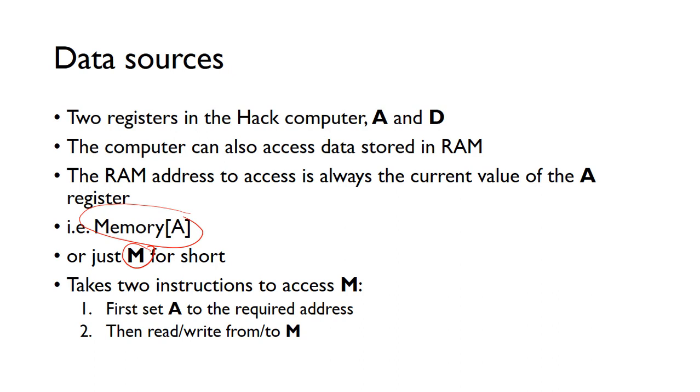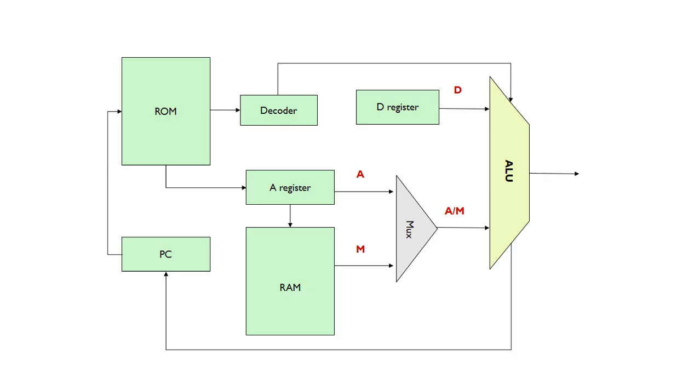It actually takes two instructions to access M. Firstly, we need to set A. Whichever address we want to read from, we write that value to A. If we want to read from address 99, we set the A register to a value of 99. Then we can read or write to or from RAM by using this M instruction. So first set A to the required address, then interact with the RAM.